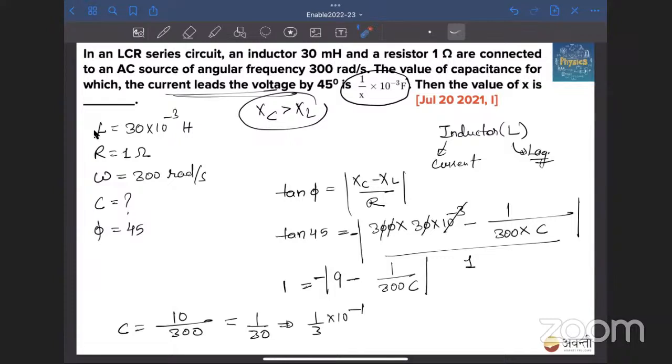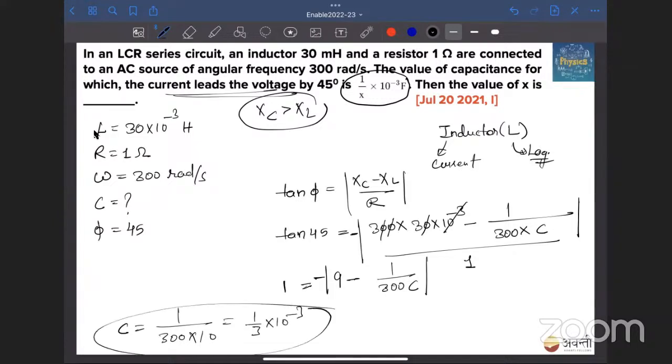Oh, this was the mistake. Okay. So here a bit calculation mistake. I'll recorrect it. So it will be 1 by 300 into 10. Okay. So it will be 1 by 3 into 10 to the power minus 3. This is the capacitance. So if I compare here, X value will be 3. Clear?